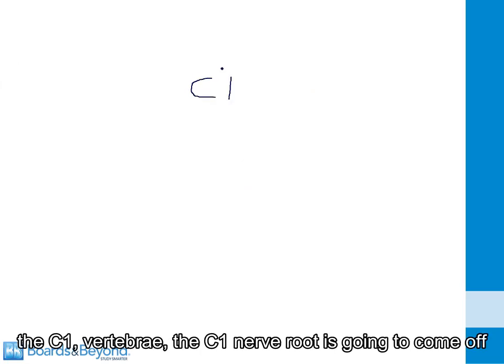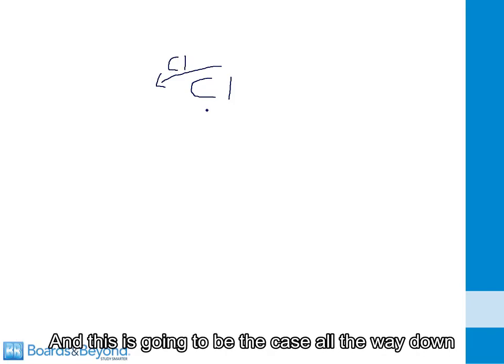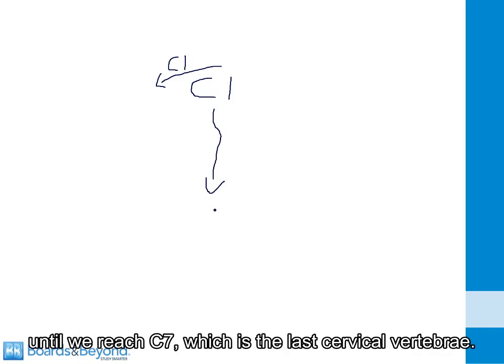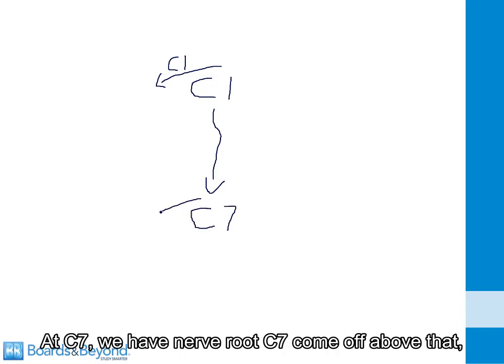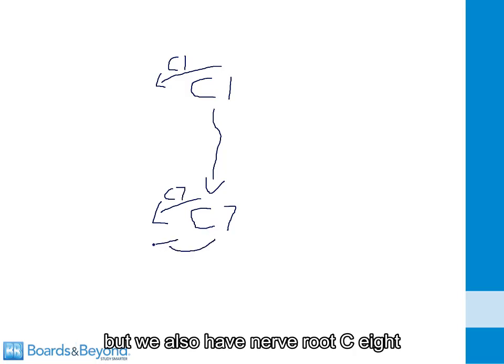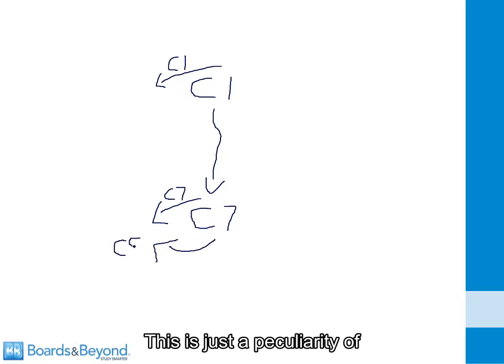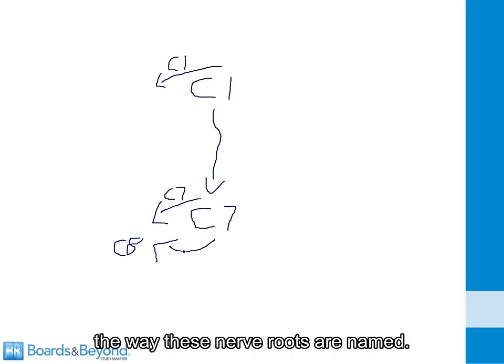If we're looking at the cervical spine and we find the C1 vertebrae, the C1 nerve root is going to come off above the C1 vertebrae, and this is going to be the case all the way down until we reach C7, which is the last cervical vertebrae. At C7, we have nerve root C7 come off above that, but we also have nerve root C8 that comes off below that. This is just a peculiarity of the way these nerve roots are named.